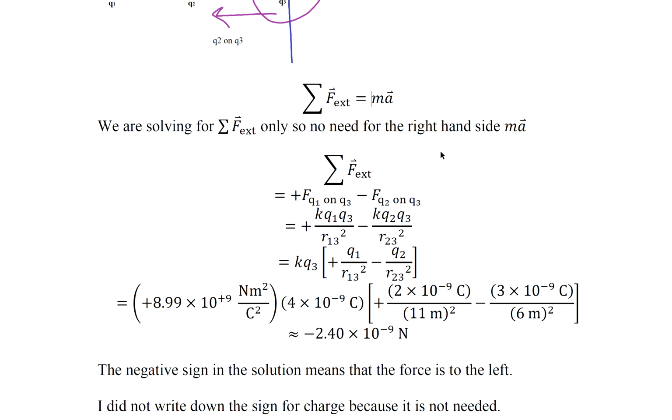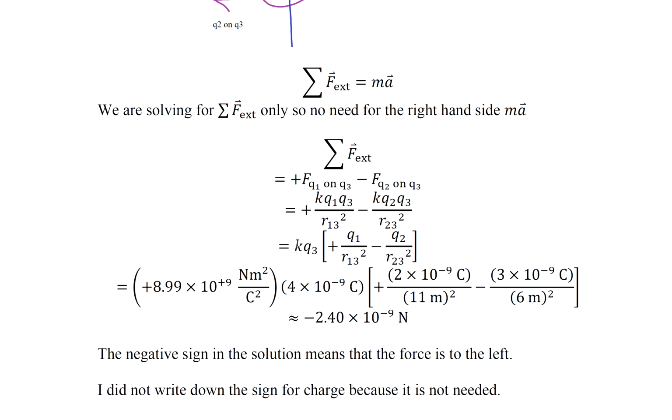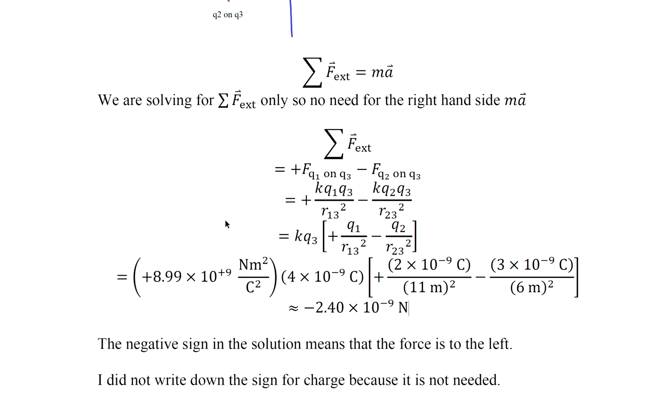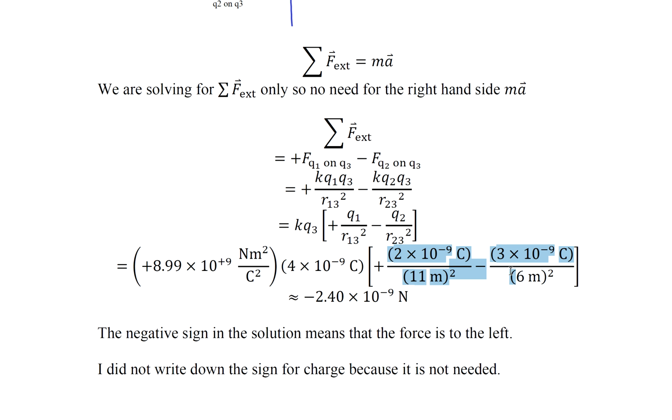And I have this equation. We have two forces. You see, Q1 pushes Q3 to the right. That's why there's a positive sign. Q2 pulls Q3 to the left, that's why there's a negative sign. And now we get this. And now we just plug in everything and we get this as an answer. Now the negative sign means that the force is to the left. Notice here what I highlighted. I did not write down the sign for charge because it's not needed. So I didn't write down negative charge.